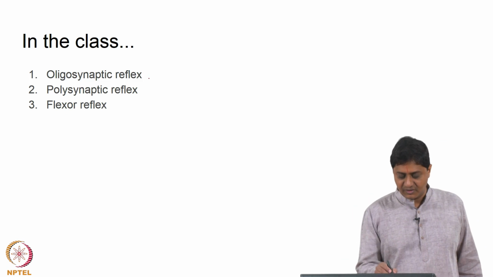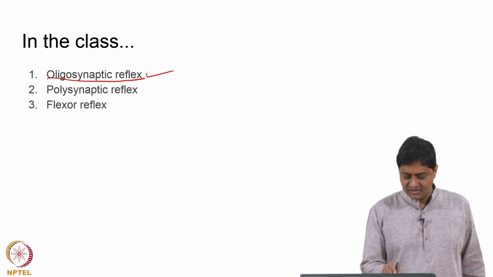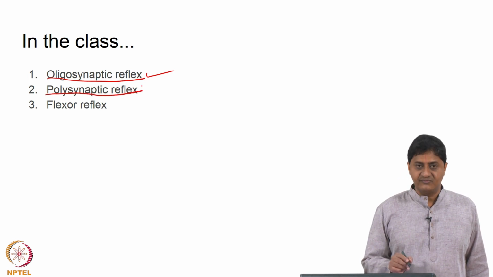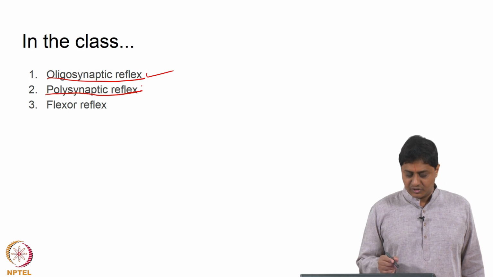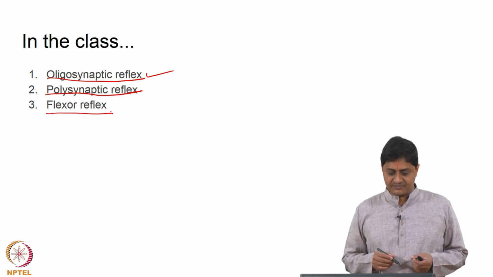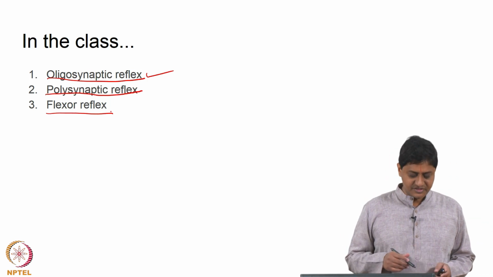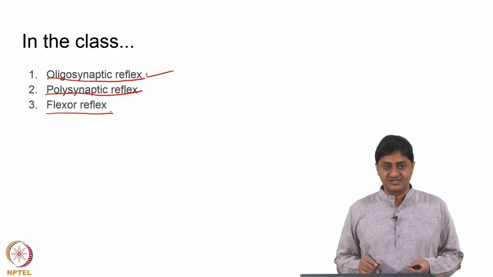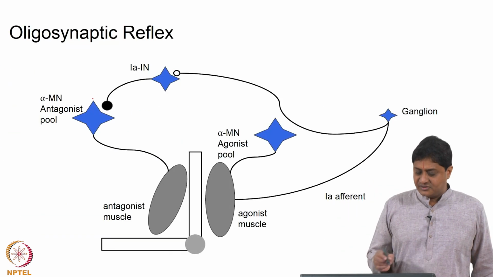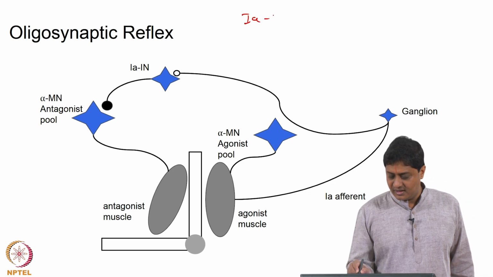So, in this class we will talk about 3 things: oligosynaptic reflexes, we will have a couple of examples, we have discussed some of this earlier. Polysynaptic reflexes, we will have I think 1 or 2 examples for this also. Then the flexor reflex or the flexor withdrawal reflex that was mentioned in one of the earlier classes will be discussed in some detail here. So, the classic example of the oligosynaptic reflex is the reflex involving the 1A interneuron.